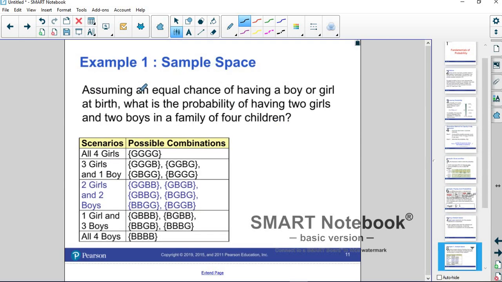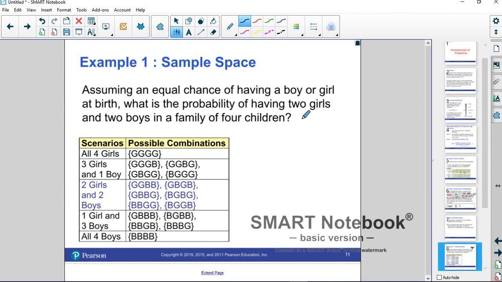Here's a sample space. Assuming there's an equal chance of having either a boy or a girl at birth, what is the probability of having 2 girls and 2 boys in a family of 4 children? So first of all, let me please state that I don't want to get into the gender challenge here. We're talking about biologically, we have determined that there are 2 different possible outcomes at birth, a girl or a boy. I'm not talking about or even attempting to discuss gender identification and the continuum of gender and non-binary type of things like that. That's not what we're talking about. We're trying to just do a math problem here.